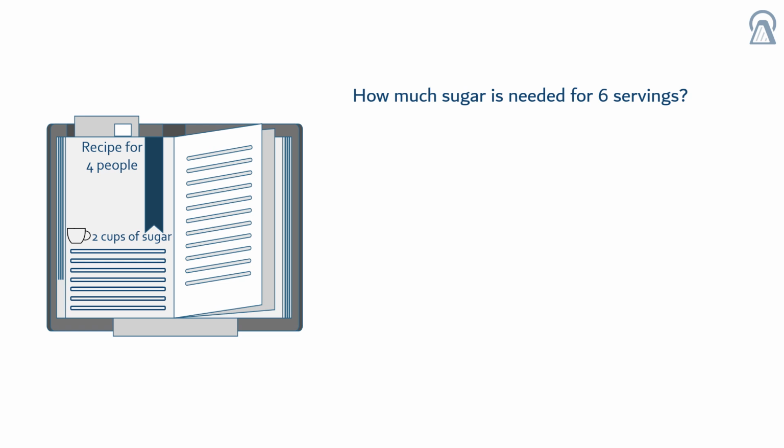But let's use an equation to work out how many cups of sugar are required for 6 people. So you take the 2 cups we already know about, and we're going to multiply that by the number we need, which is 6, divided by the number we originally had, which is 4. So really we're doing 2 times by, in this case, 1.5, which gives us 3 cups.